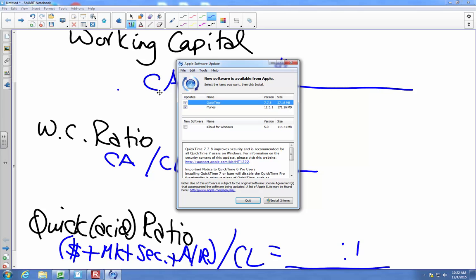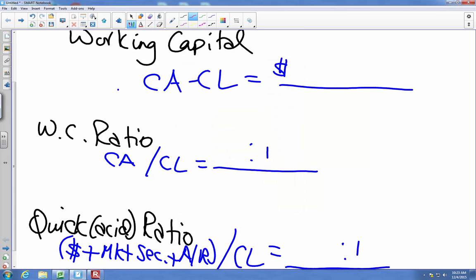So what I got for working capital, $340,000. And for the working capital ratio, I got 2.6 to 1. This I got 340. I got 2.6 to 1. And this one I got 1.34. I guess you can go up 2 places. It doesn't make a difference, honestly.